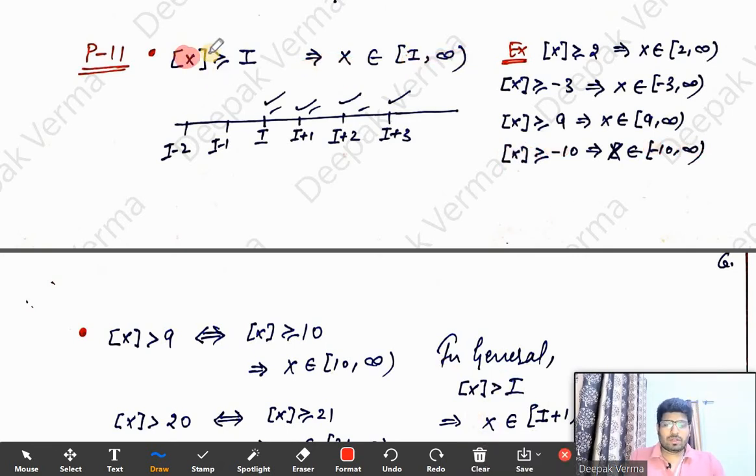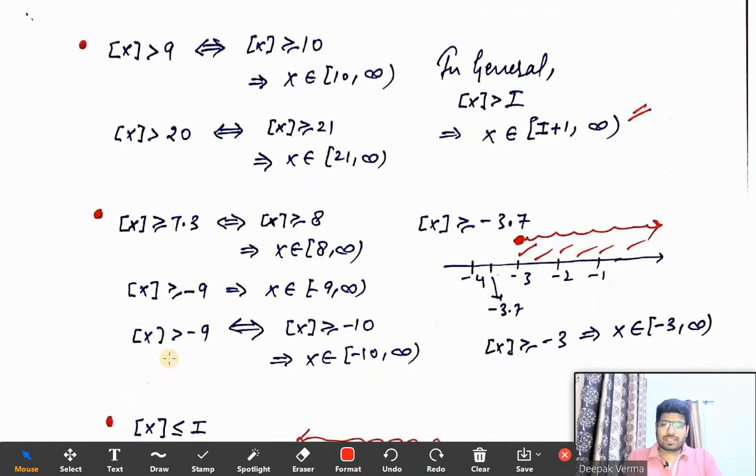If we have box x greater than or equal to an integer, whether it is positive or negative, got it? Everywhere applicable, the condition is that on the right hand side we should have an integer, whether negative, positive or 0. Now if we have box x greater than 9, pay attention, here we don't have an equal to sign.